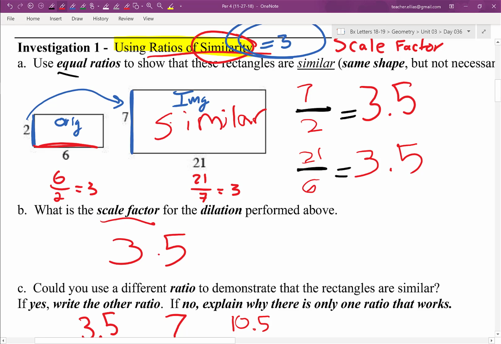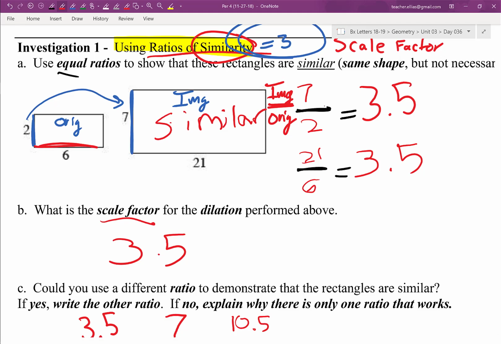How did we go from the image to the original? You need to compare the image to the original. That's the growth rate. It grows at 3.5. Does the width do the same thing? If these ratios are equal, what does that tell you about these shapes? They're similar. But is this the only scale factor? No. What's the other scale factor?